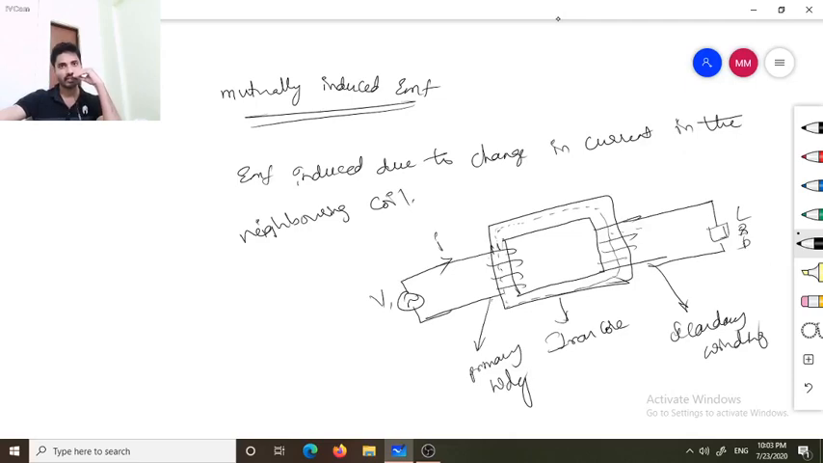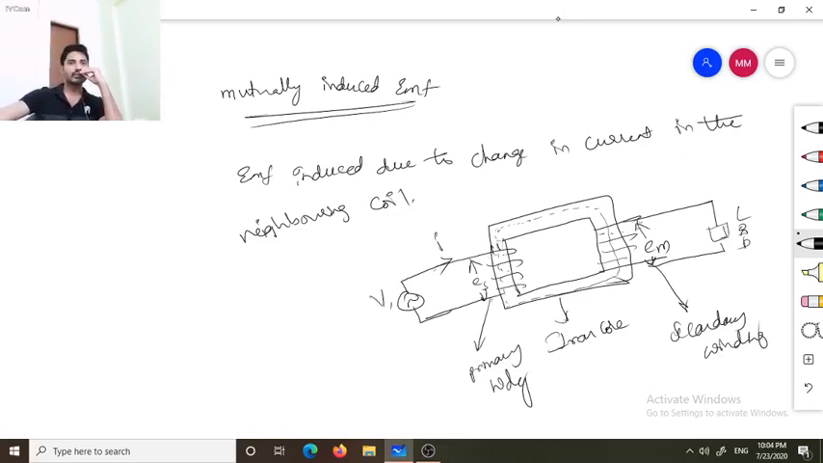This means the flux which is produced by the primary winding is again linking with the secondary winding turns, and is also linking with the primary winding. The flux produced by the first coil or primary winding links with the primary winding turns, which produces a self-induced EMF in the primary winding, and links with the secondary winding turns, which produces a mutual induced EMF in the secondary winding.